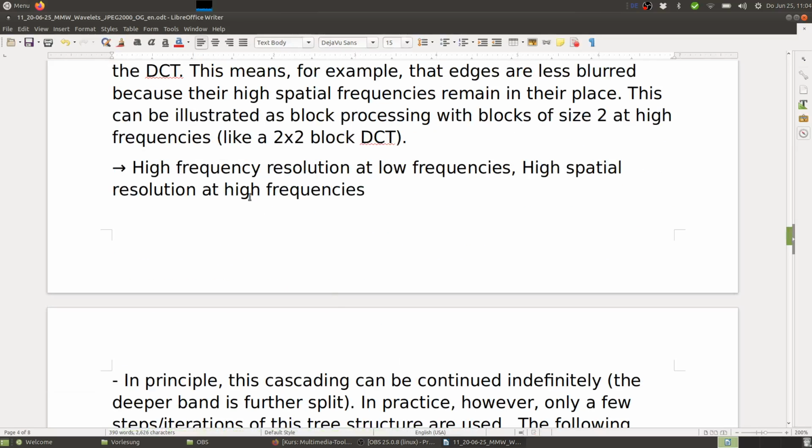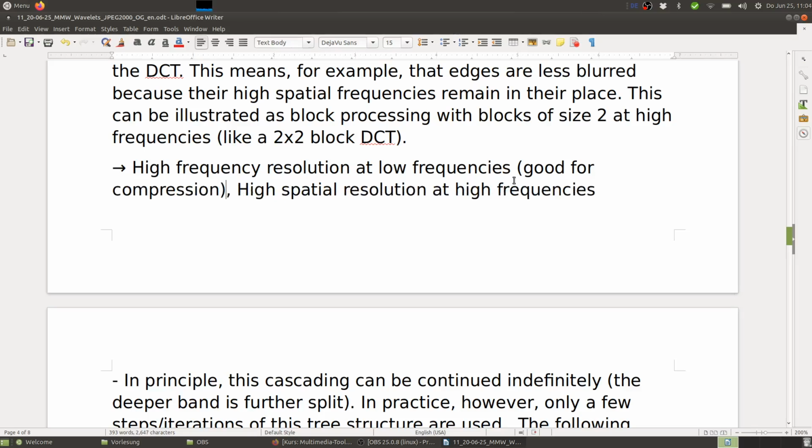So we have a high frequency resolution at low frequencies, so that's good for compression. And we have high spatial resolution at high frequencies, and this is good for maintaining edges. So maybe that's what I can add here. Good for compression, and high spatial frequencies, good for keeping edges sharp.